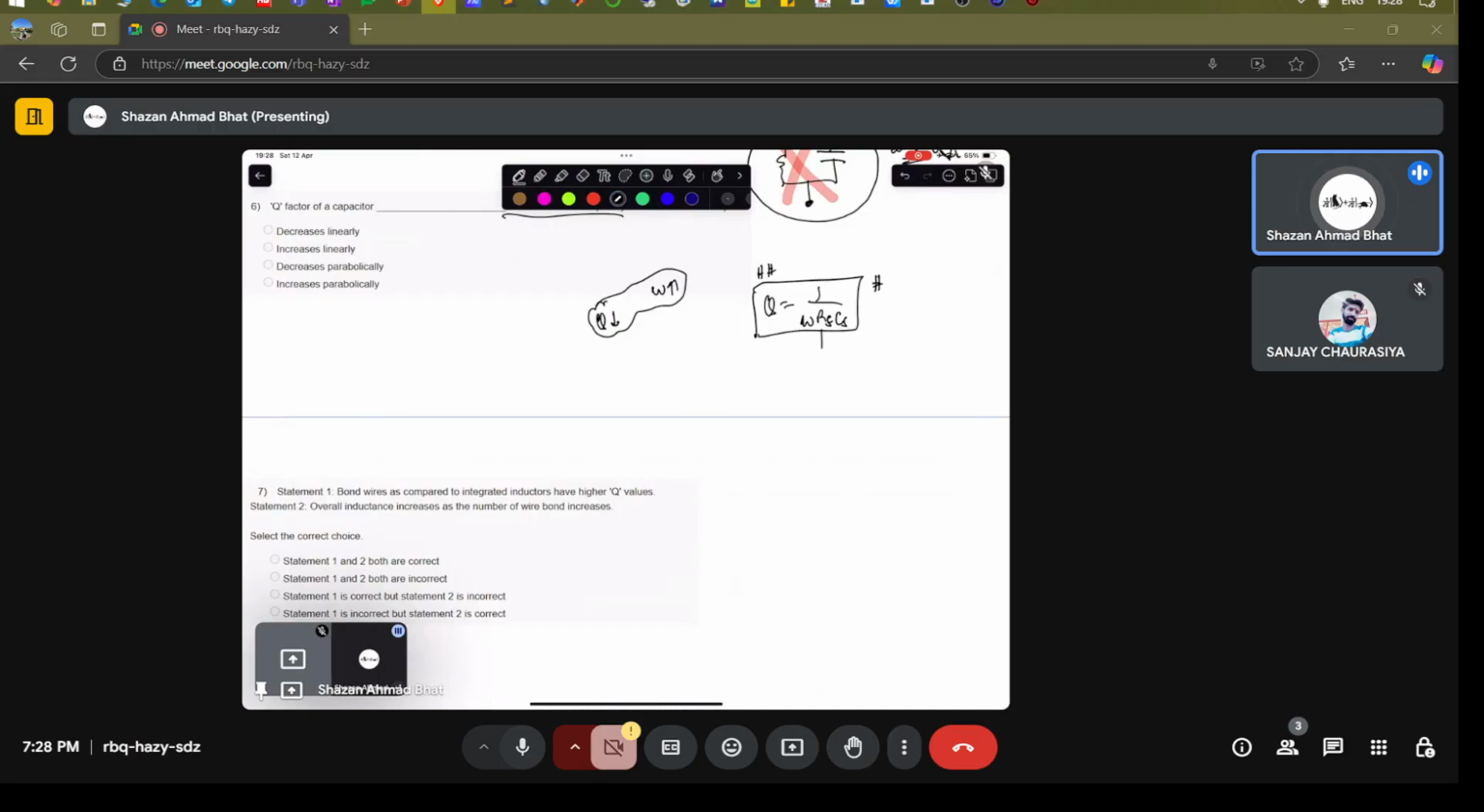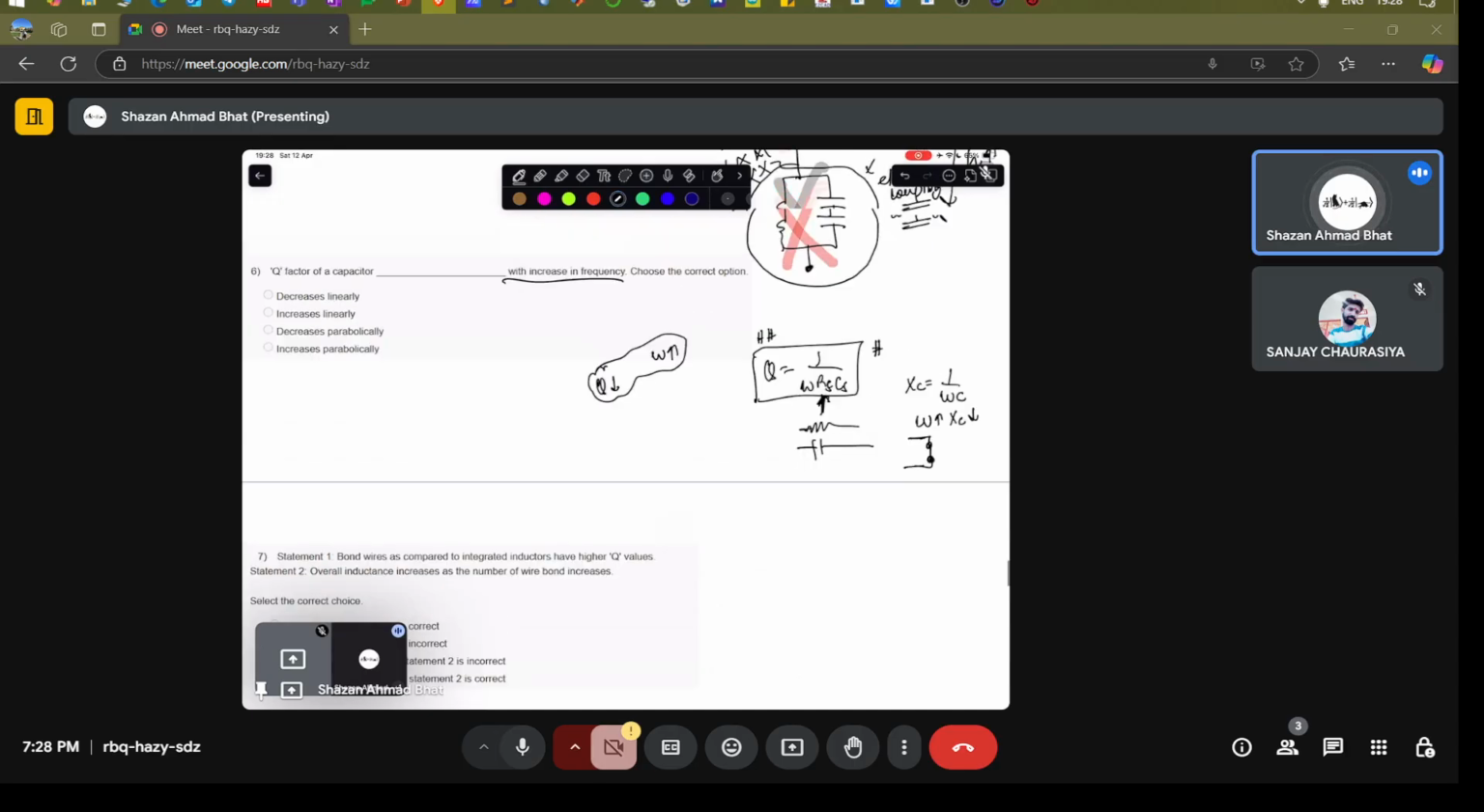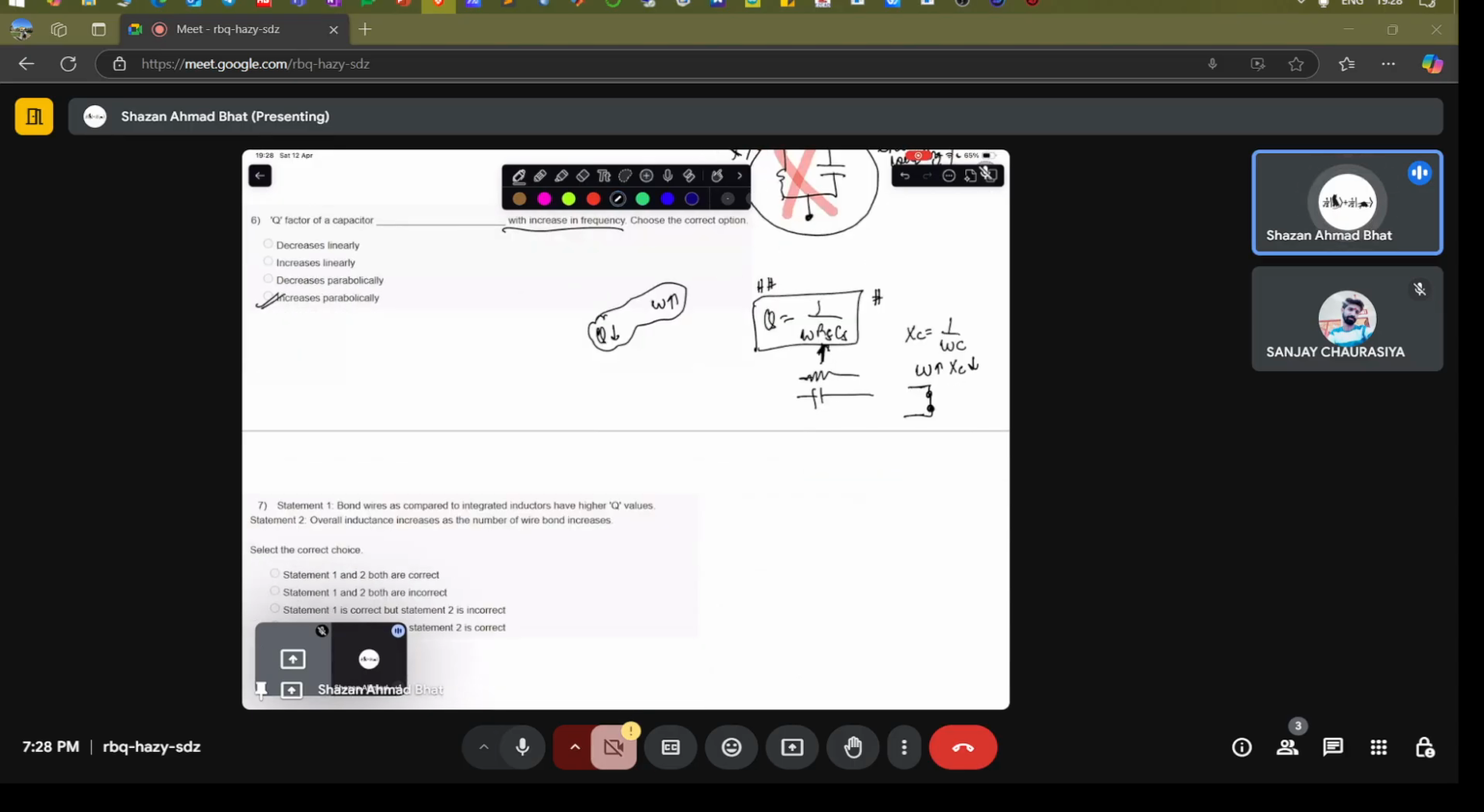Now here note that this Rs does not change with frequency, at least up to certain values. You have a constant resistance, but this capacitance is going to change with the change in the frequency. The capacitive reactance is 1 over omega C, so if you go on increasing the frequency, the XC reduces. That means it becomes almost like a short. It's going to impact the Q factor of the capacitor.